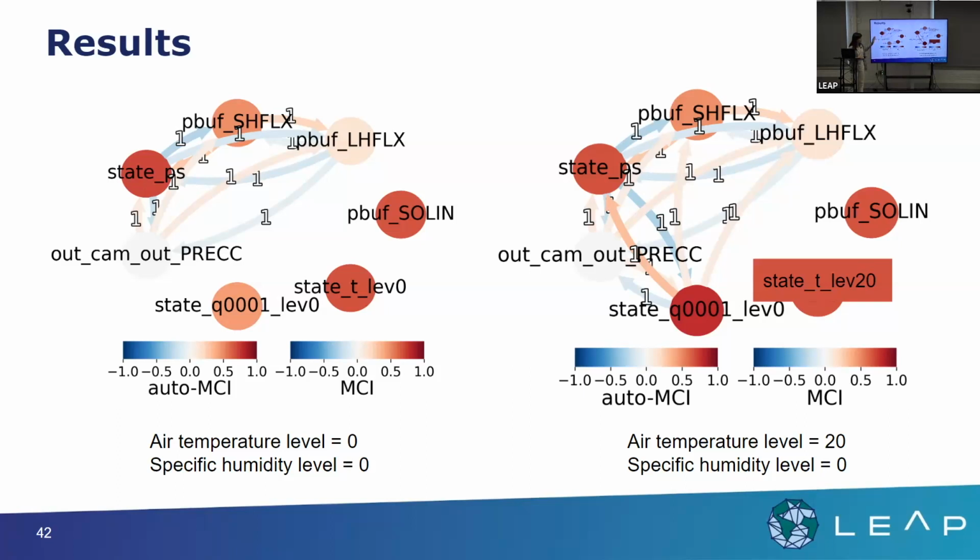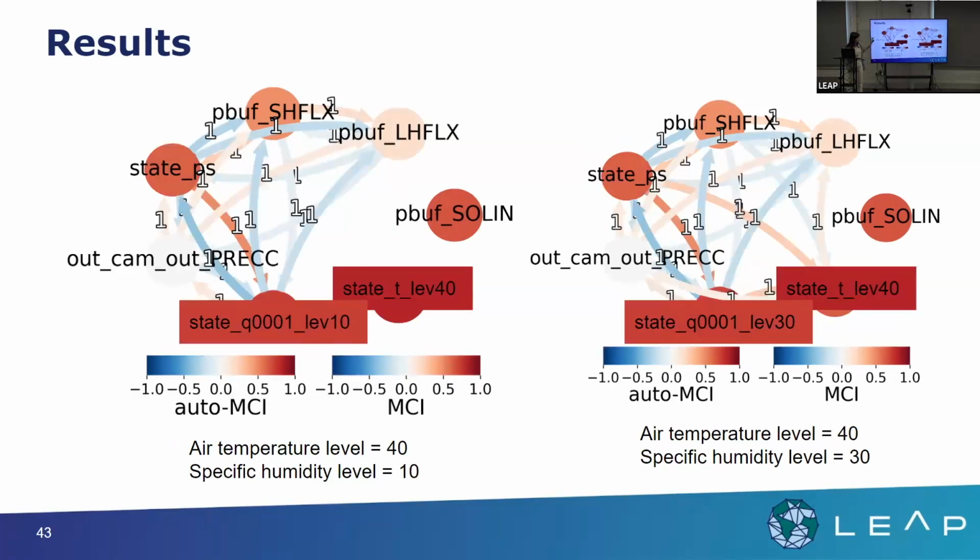And then you'll see in most of the graphs that the PBUF Solin, which is the solar insolation, often is not a parent of rain rate. While you'll see that the state PS, which is surface pressure, is often related to the rain rate. So here are these examples again. As you see, PBUF Solin is never a parent, but state PS often is. And the color of the arrows just depends on how correlated they are, with closer to 1 or -1 being a higher positive or negative correlation, respectively.